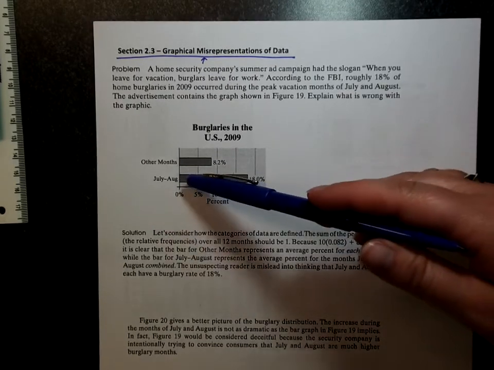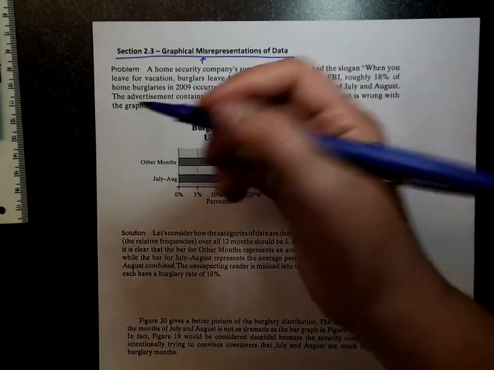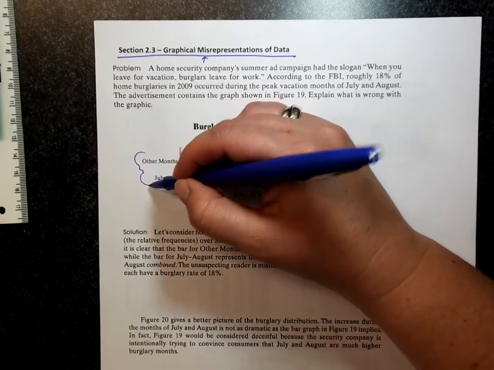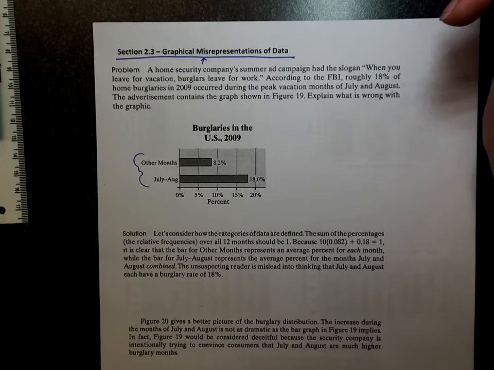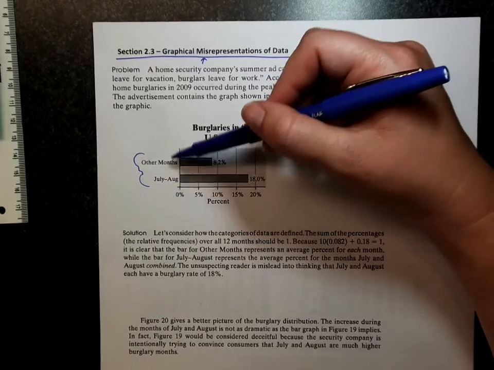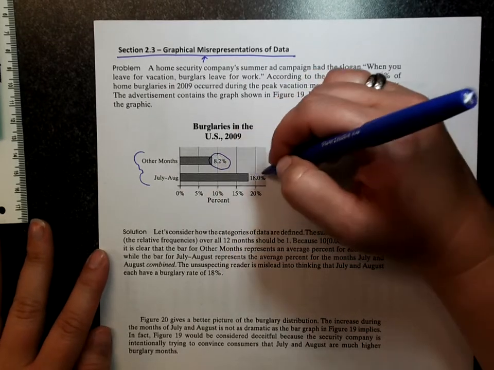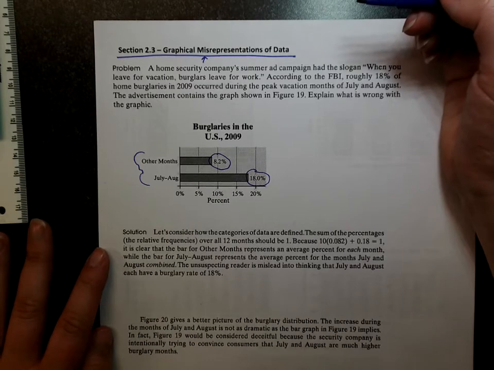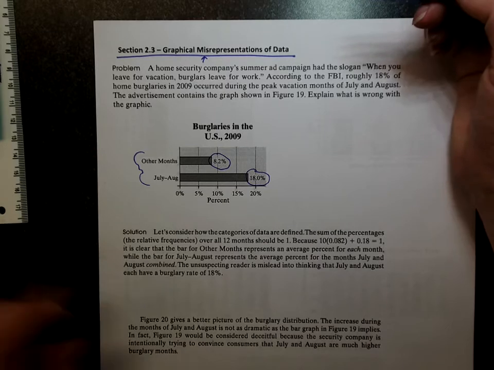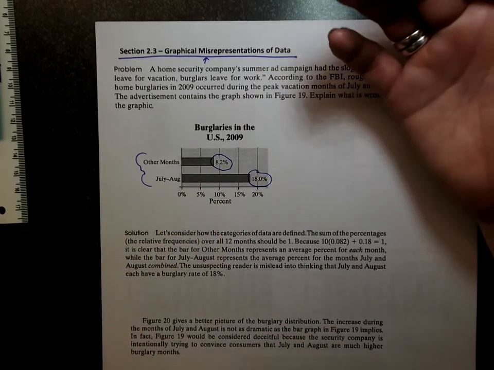So we have July and August here, all the other months here. So the first thing is that this is not evenly distributed. We talked about having even spacing between the different categories, and so they didn't evenly space these. Another thing is that percentages generally add to 100%. So those two numbers don't add up to 100%. So it's very confusing where 8.2 came from and where 18% came from. It just doesn't make any sense.